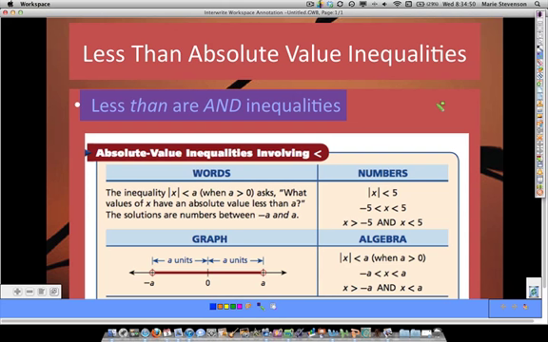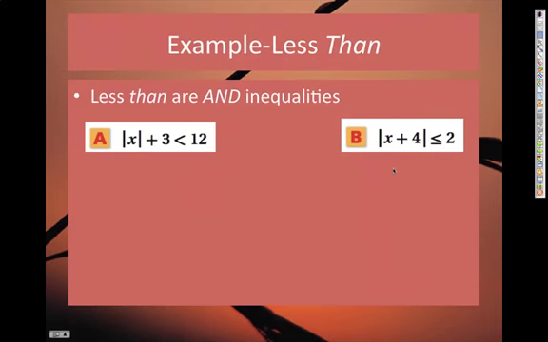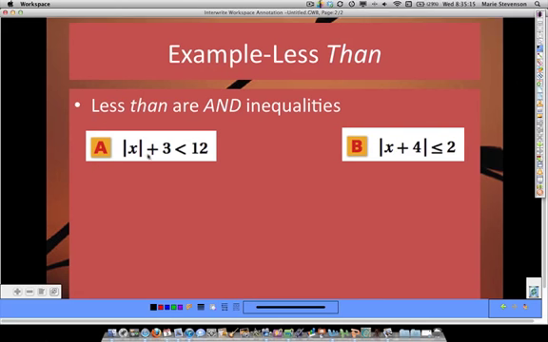If you don't remember that, or if you're having issues, I'm putting all these videos online. Make sure you're checking them, rewatch them, do what you need to do. So let's go ahead and actually solve one of these. We're going to do both examples, so you can call this the less than example, A and B. So this is an absolute value inequality.